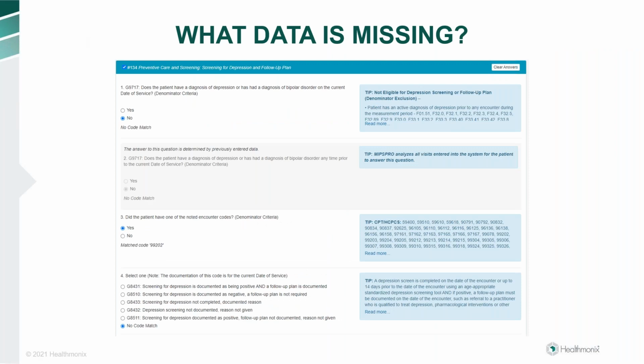So, learning about what data is missing. If I click on one of the individual measures, and now I'm taking a look at the preventative screening for depression, measure number 134, what you can see from this screen is what it looks like within our engine. Understanding what is actually missing is important. So right here, you can see we have the matched code for 99202. So the patient is eligible, and they also do not have a diagnosis of bipolar disorder or depression, which would make this patient eligible for this visit.